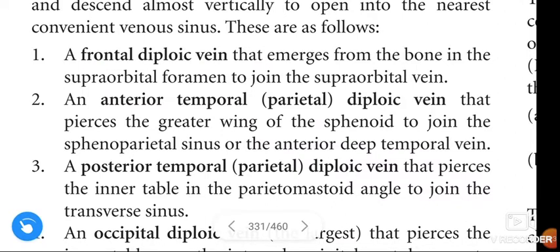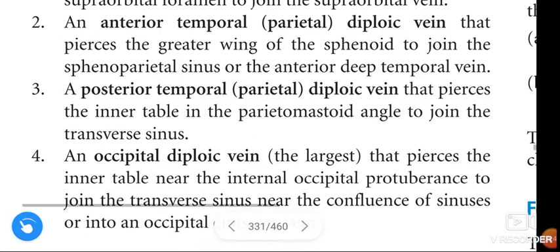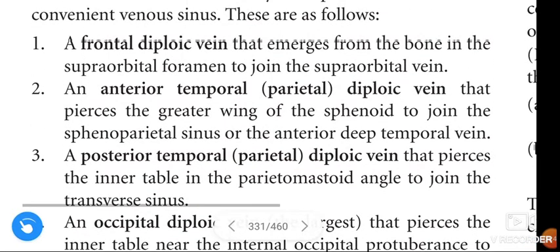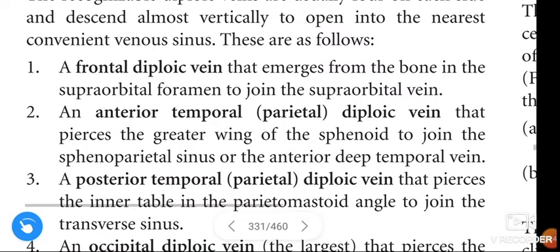Frontal diploic vein, anterior temporal diploic vein, posterior temporal diploic vein, occipital diploic vein. Okay, these are the 4 diploic veins. See, first one, frontal diploic vein.